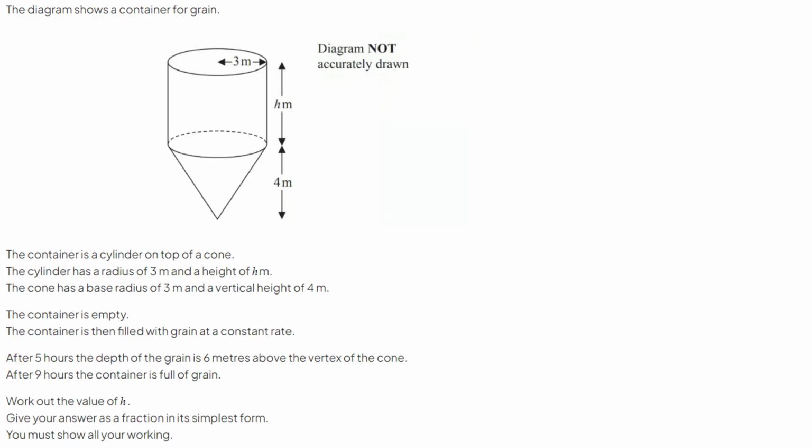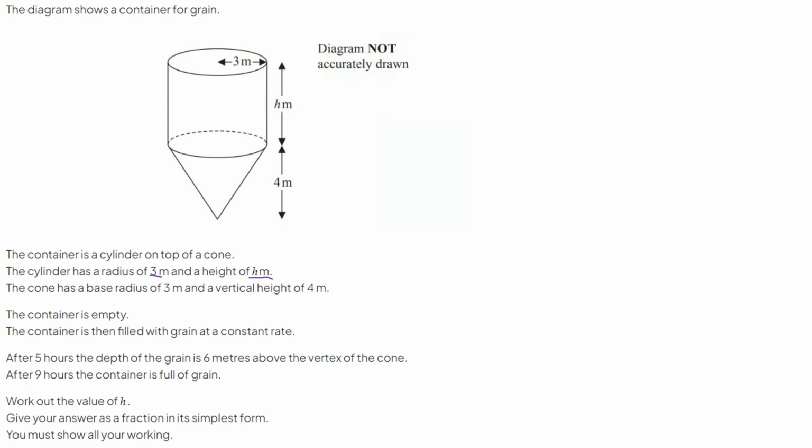Now let's look at this example. For this example, we're told that the container is a cylinder on top of a cone, and we're told the radius is 3, the height is h, and we're also told that stuff is flowing through it. After 5 hours, the depth is 6 meters above the vertex of the cone, but after 9 hours, the container is full of grain. So work out the value of h.